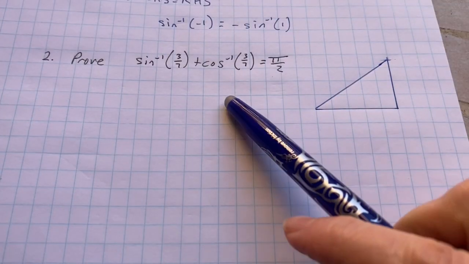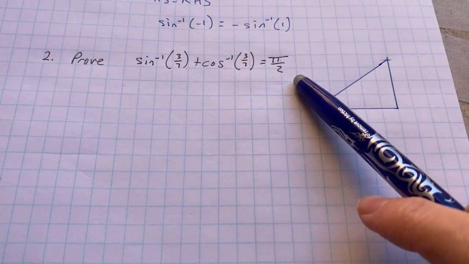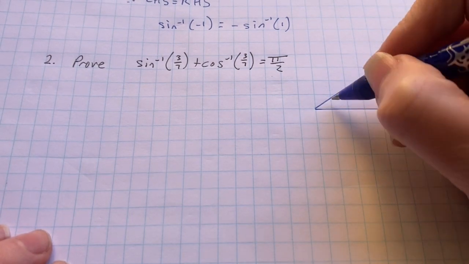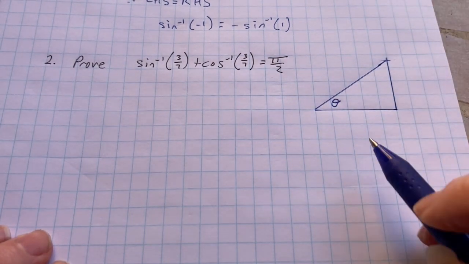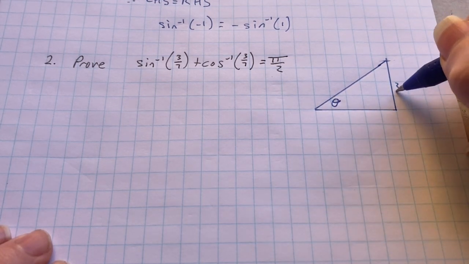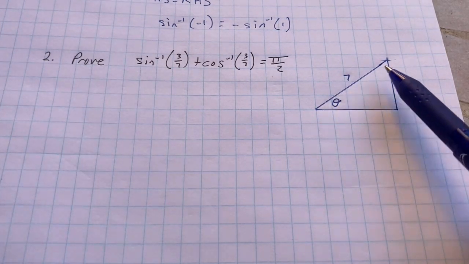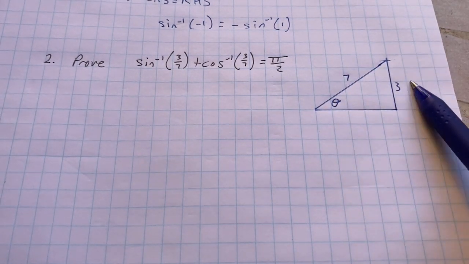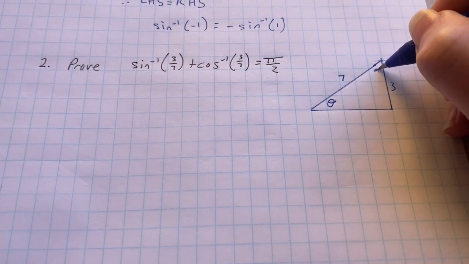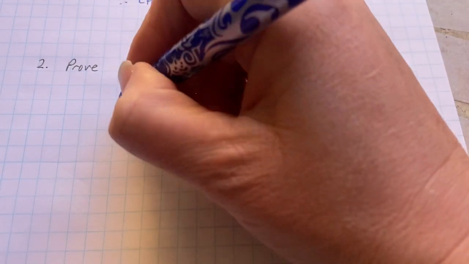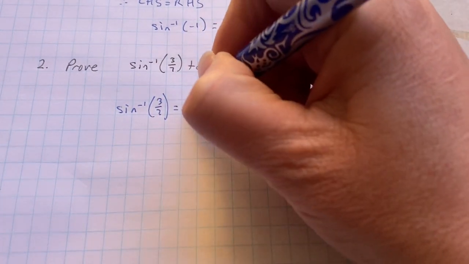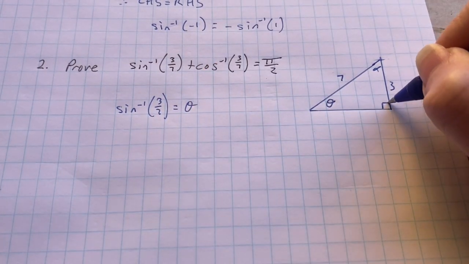Okay, and this one we're being asked to prove that sine inverse 3 on 7 plus cos inverse 3 on 7 equals pi on 2. Now we just saw that from a result in that proof. So I'm going to call this angle theta here, and we know that sine inverse of theta is equal to 3 on 7. So sine inverse of 3 on 7 is equal to theta. Sine of theta equals 3 over 7. Okay, now I'm going to call this angle up here alpha. So we know that sine inverse 3 on 7 is equal to theta. We know that's a right angle.